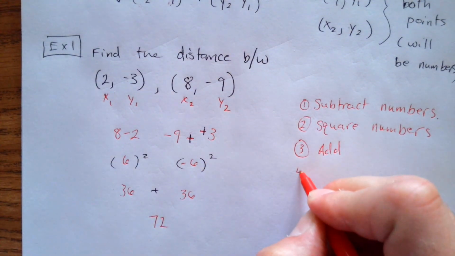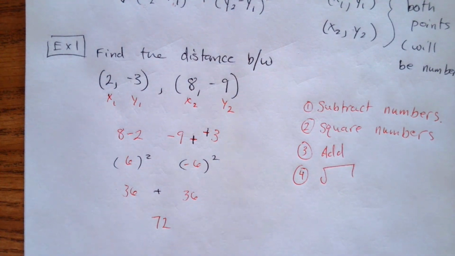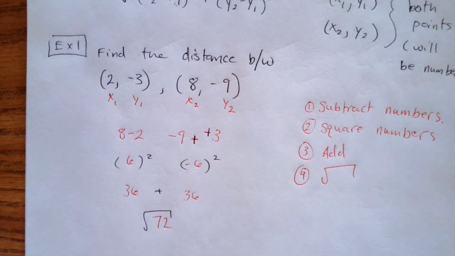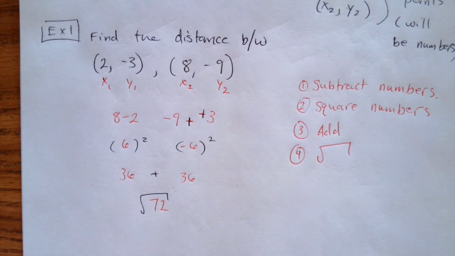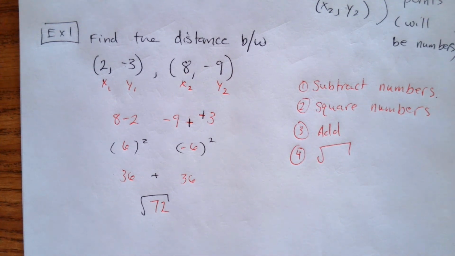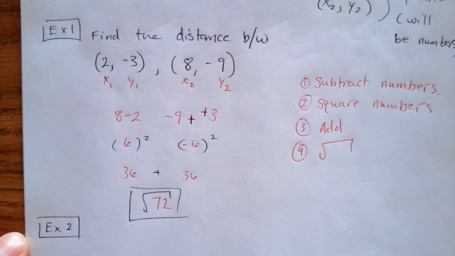Last step is to square root. So then I will put the square root on here. This one doesn't go in evenly. So we're just going to leave it as the square root of 72. You could also break it down like the factor tree, but I'm not going to make you do that again right now. The answer here was the square root of 72. I'm not making you break it down.